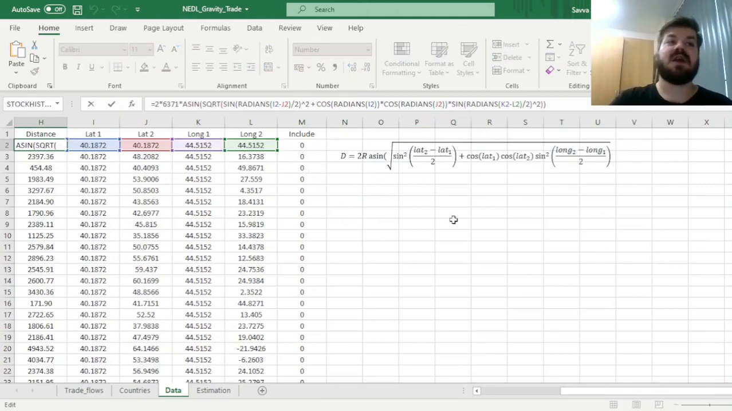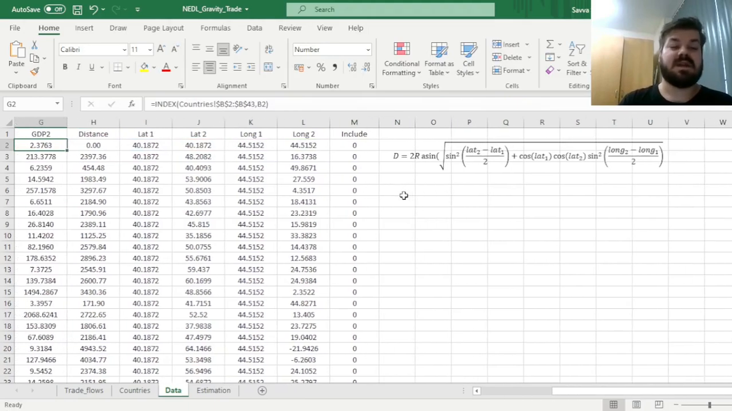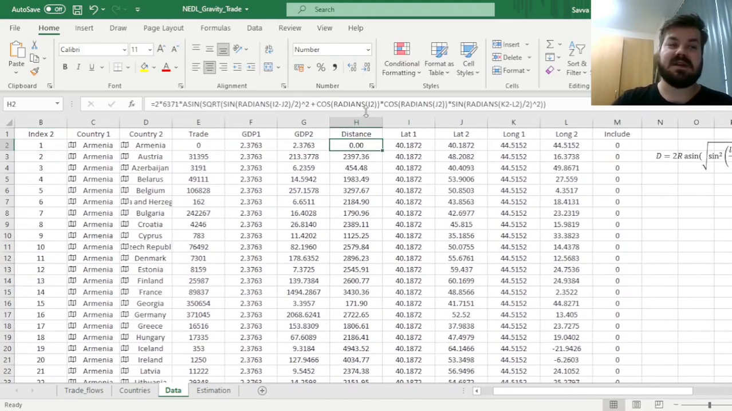And as a sanity check, this should return us that the distance between Yerevan and Yerevan is exactly 0 kilometers. And that's exactly what we get over here, meaning that the formula does work. And it also tells us that the distance between Vienna and Yerevan is approximately 2,400 kilometers, which is also quite reasonable. So here, having computed all of that, we need to figure out whether to include those observations into our final estimation sample or not.